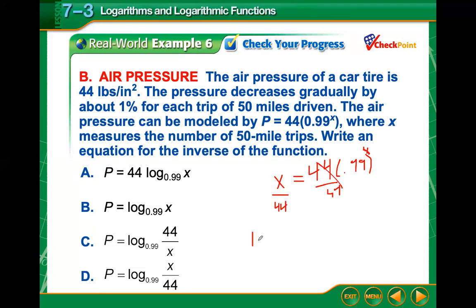And so we would get log base 0.99 of x over 44, and that would equal p, which is my exponent here. So my answer is D.